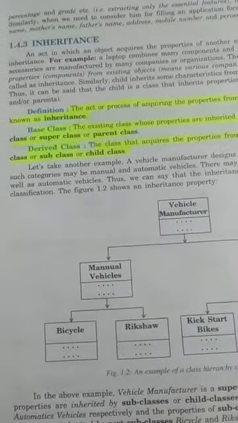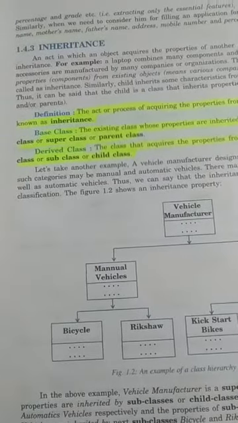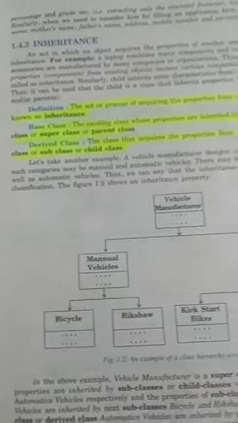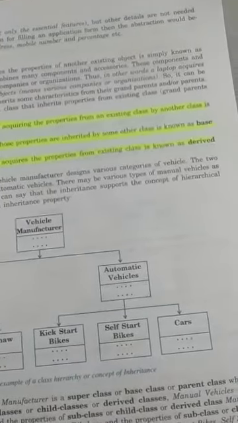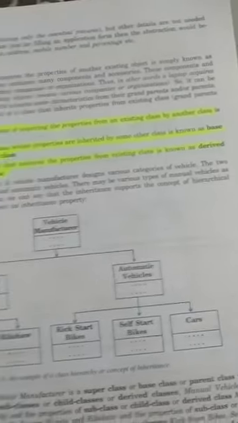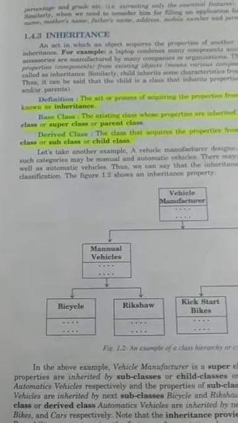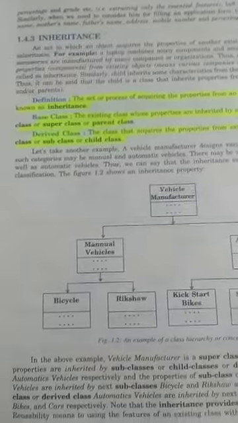Okay, so derived class means the class from which this class has been derived. The class that acquires the properties from the existing class is known as a derived class or subclass or child class. So you have to go through the definitions only.